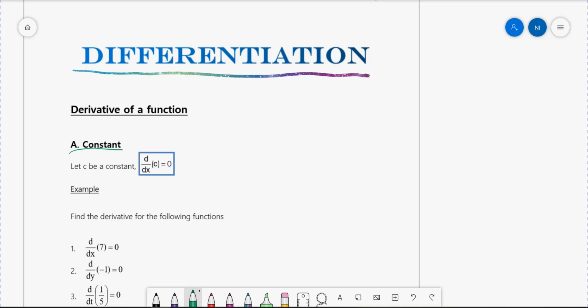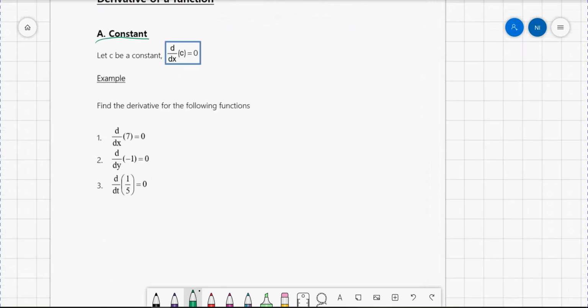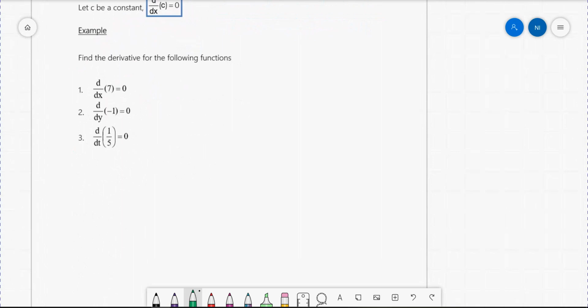For example, find the derivative for the following functions. Differentiate 7 with respect to x, we have equal to 0. Differentiate negative 1 with respect to y is also equal to 0. Differentiate any constant with respect to anything is equal to 0. That means even differentiate with respect to t, it will be 0.